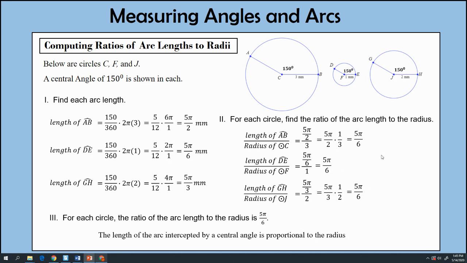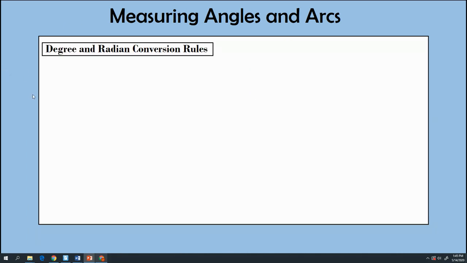So you're going to do some questions like this tonight. And I think exploring it like this really gives you some insight as to where this concept of radians comes from. Okay. Like I said, we're not going to do a ton with it, but it's good to understand. It's good to see. The last thing we're going to do is do some radian and degree conversions. And the rules are pretty simple.